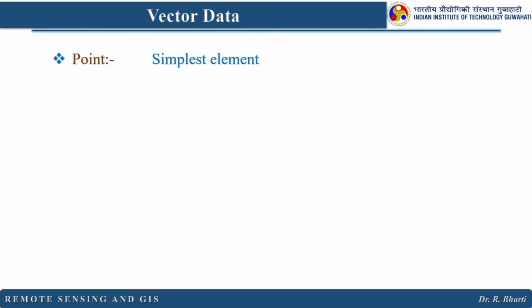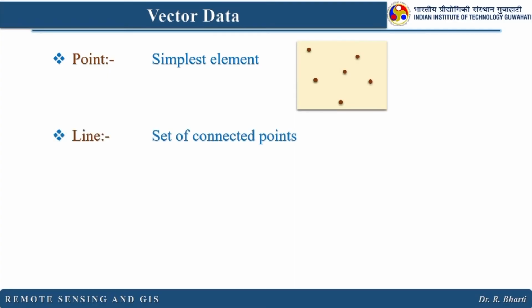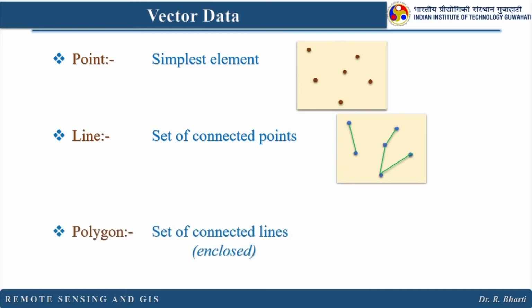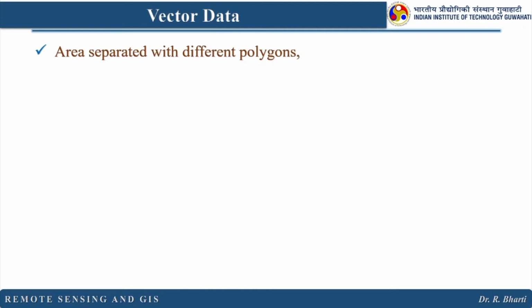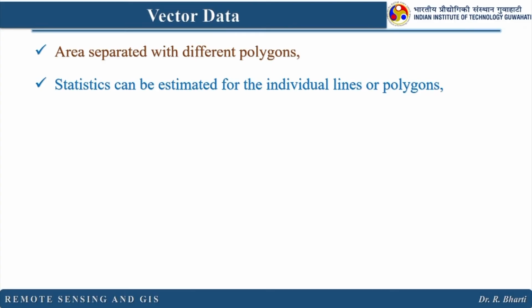In vector data, we have the simplest element, that is known as point. So you have point data, and the next one is a set of connected points, known as lines, and the third one is a set of connected lines which is enclosed, known as polygons, right. So here you have 3 different types of data in vector: vector point, vector line or vector polygon. In vector data, the area is separated with different polygons. Statistics can be estimated for an individual line or polygon. So that is very easy here. Very useful in representing discrete data.